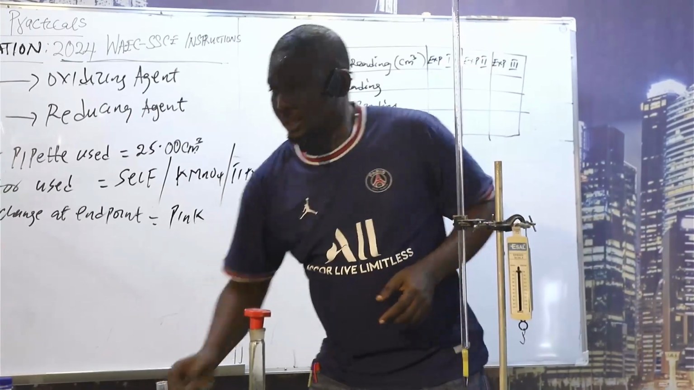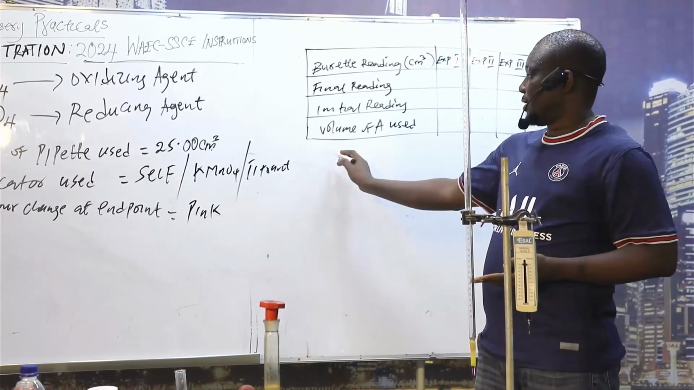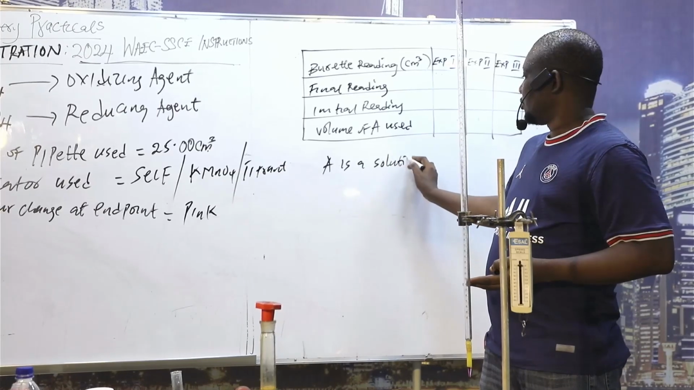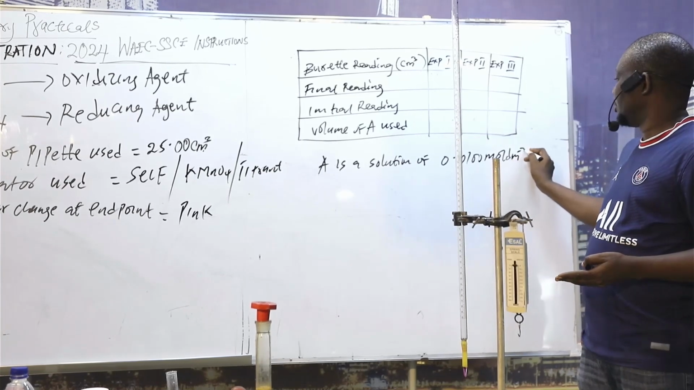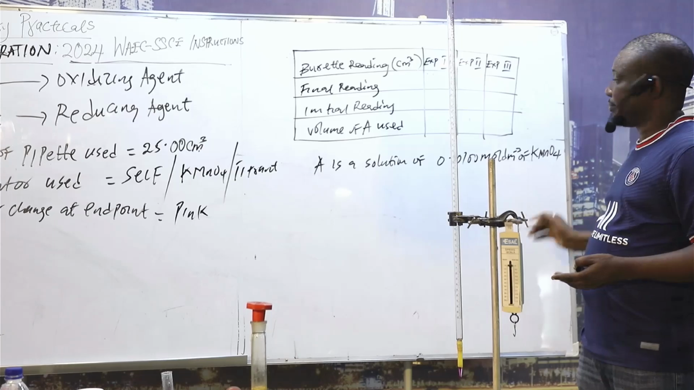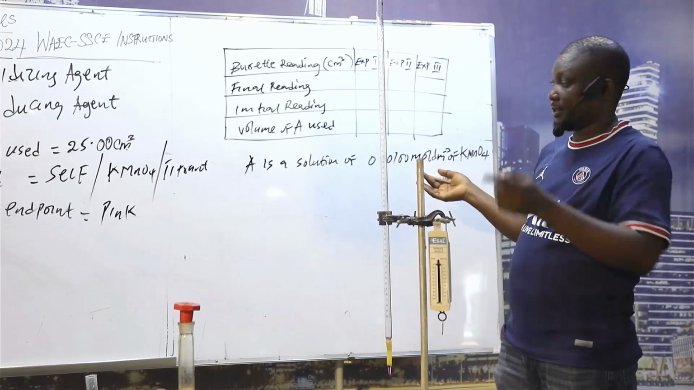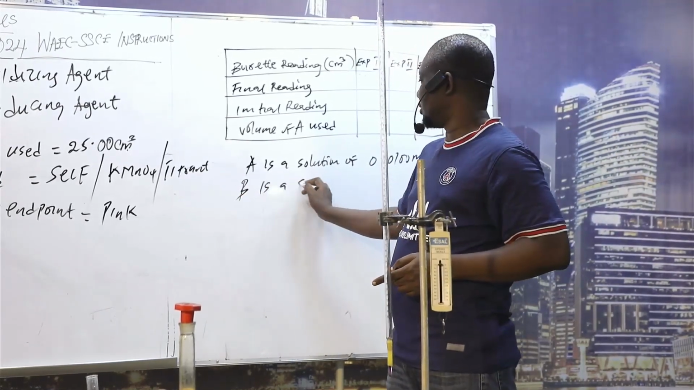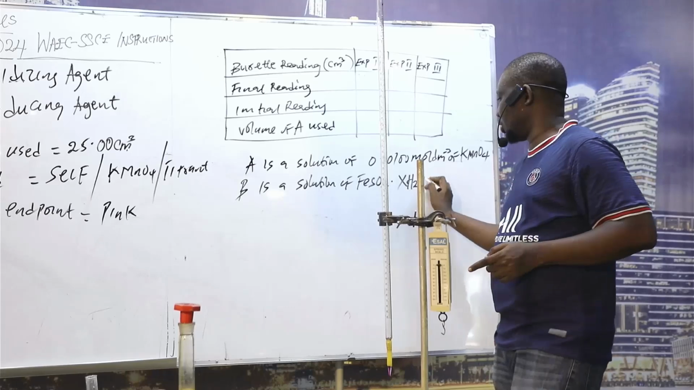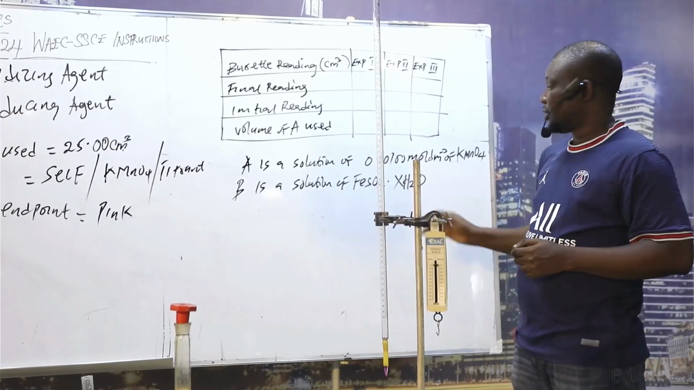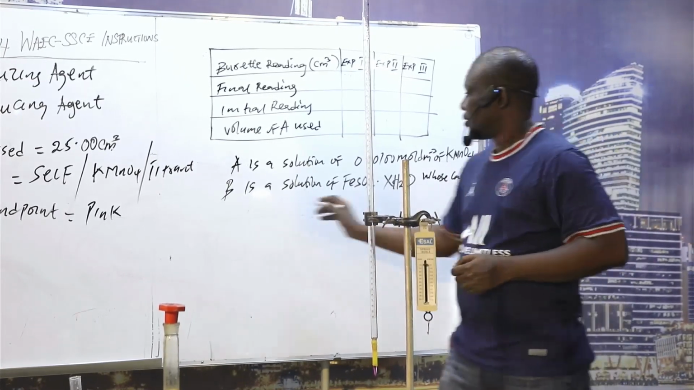So you see, an exam body like WAEC will give you a question that will follow up the practical. They will tell you that A is a solution of maybe 0.0100 mole per dm cube of KMnO4. You come up with this kind of question. That's the information you need about the titrant. Then next, B is a solution of FeSO4, maybe the one with water of crystallization, whose concentration is unknown.